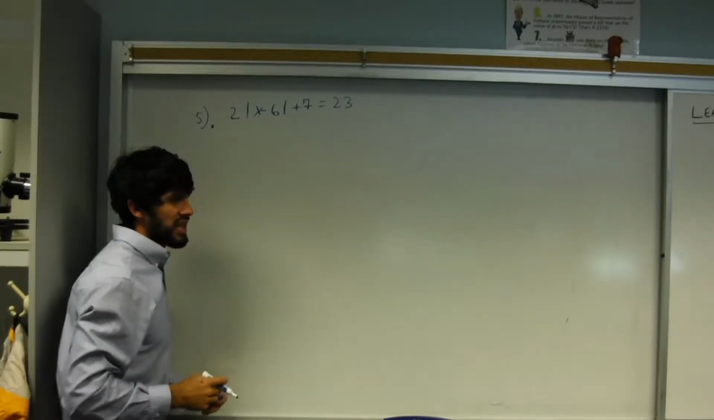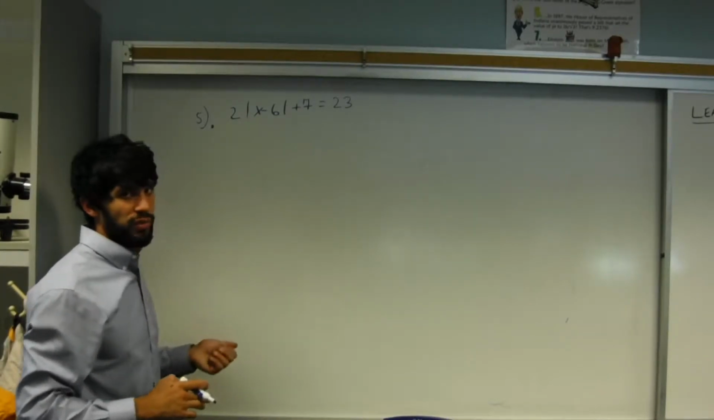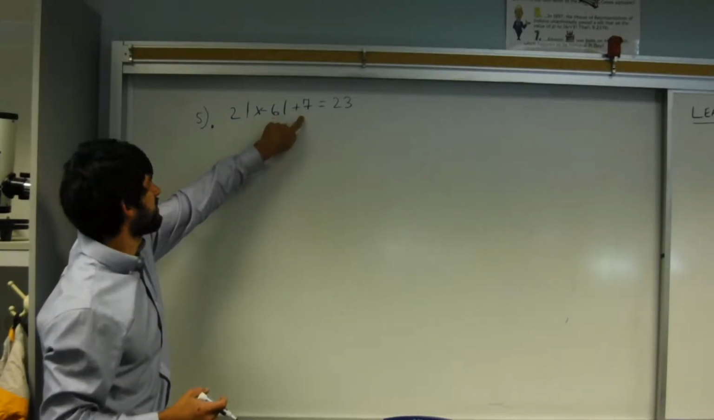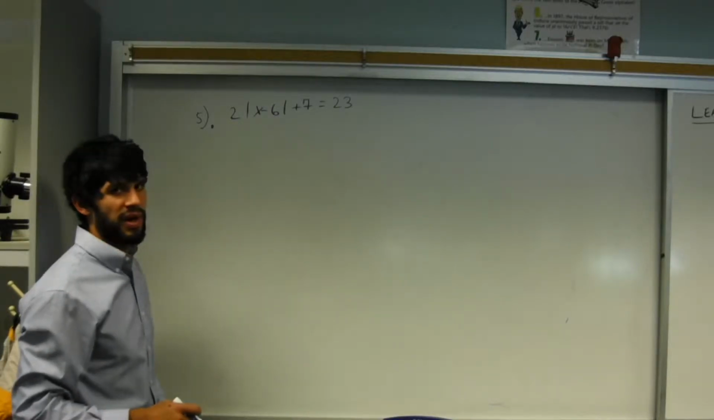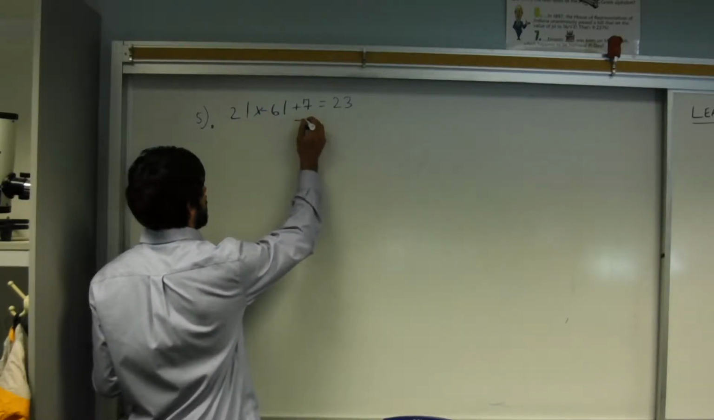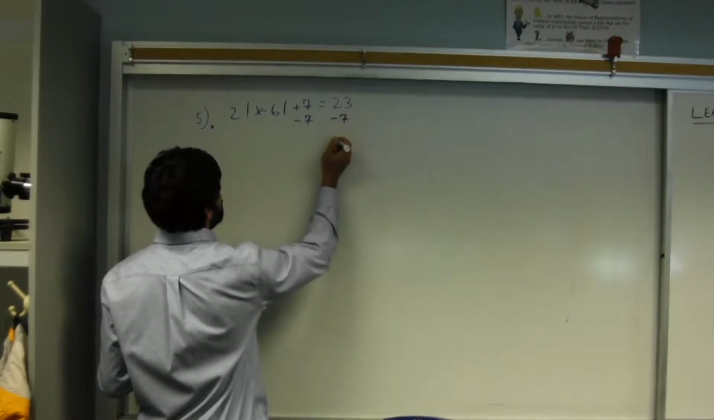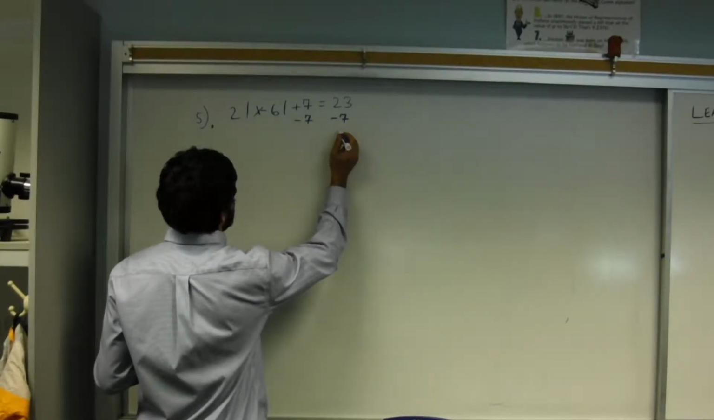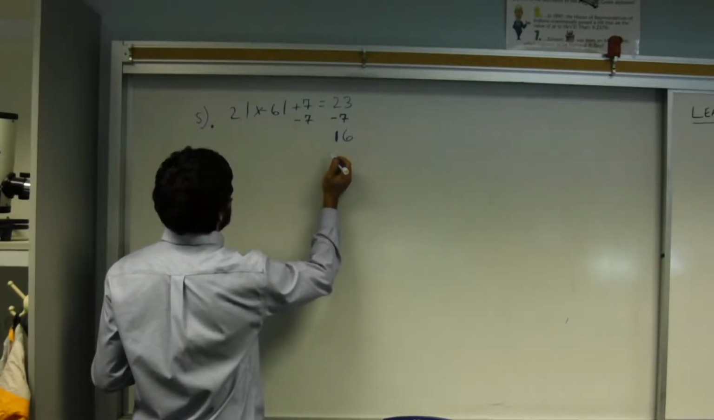In our first problem, number 5, we have 2 times the absolute value of x minus 6, plus 7, is equal to 23. In this case, we have some work to do before we split. We have a plus 7, and it's also multiplied by 2. So I'm going to start by subtracting 7 from each side. We have 23 minus 7 is equal to 16.